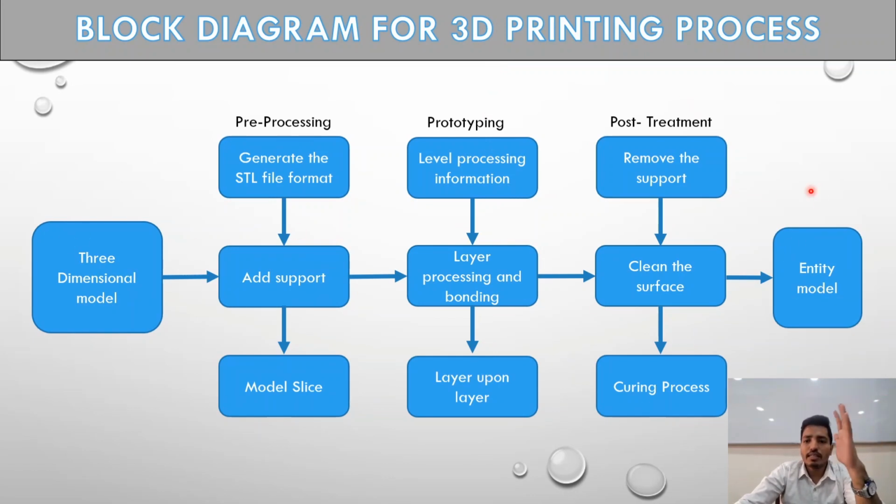I'll explain each and every term step by step. First you have a three-dimensional CAD file. Then pre-processing: before actual printing, whatever things we have to do come under pre-processing. Prototyping is the actual layer by layer formation of the object. Then post-treatment is what we have to do after the object is ready, to make it perfect, and finally we get the model.